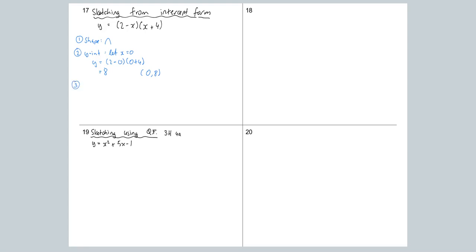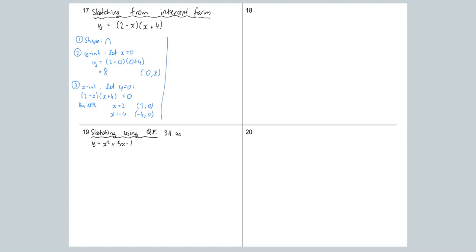X-intercept. It's in the intercept form, which is really handy. So for the x-intercept, where we let y equal 0, we end up with 2 minus x times x plus 4 equals 0. Because it's already been factorized, by the null factor law we can say that 2 minus x equals 0, so x equals 2, and x plus 4 equals 0, so x equals negative 4. So if it's in intercept form or can be easily turned into intercept form, working out the x-intercepts is pretty breezy.